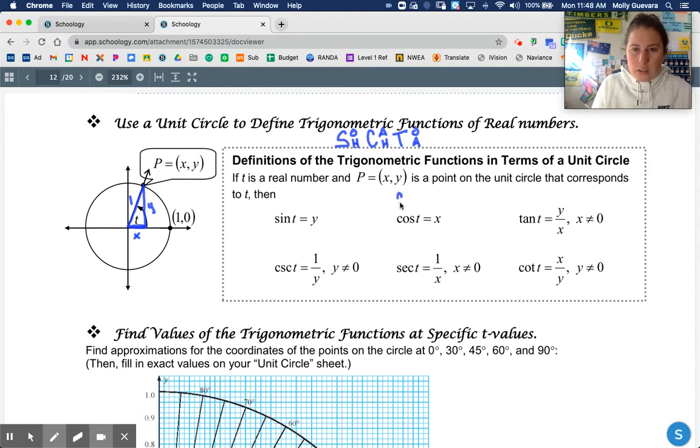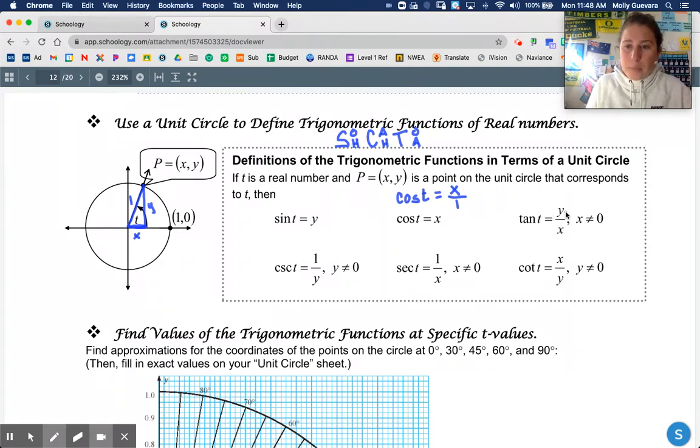Same thing here, cosine of t. Well, cosine is adjacent over hypotenuse. So here's t, right? My adjacent side is x. My hypotenuse is 1. So I get x over 1. Well, x over 1 is just x. So that's how we get cosine of t is x.